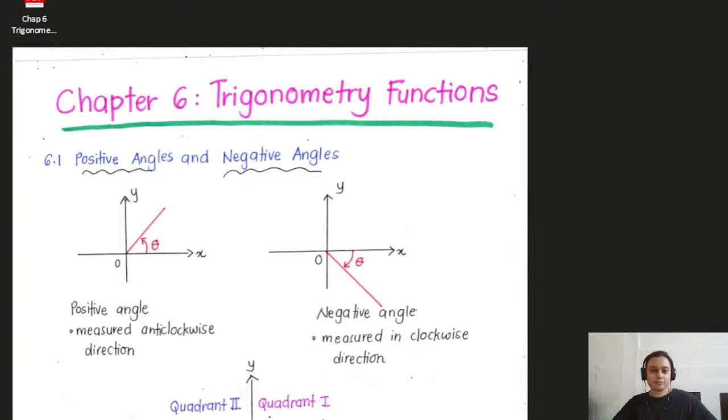So today will be chapter 6, bab 6, Fungsi Trigonometri. We will cover the first part, okay? The first part, which is positive angles, negative angles. Lepas tu kita akan cari throughout the entire graph, okay? The first quadrant, second quadrant, like that.